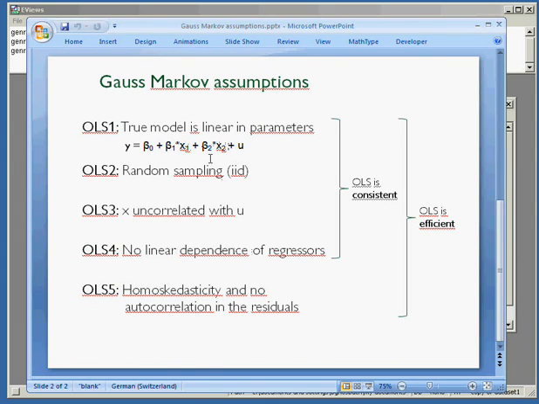When the first four conditions are fulfilled, the ordinary least squares estimation is consistent. That means the coefficients we are estimating are correct and not biased. If the last condition is true as well, namely homoscedasticity and no autocorrelation in the residuals, then our estimator, the ordinary least squares estimation, is also the most efficient estimator.